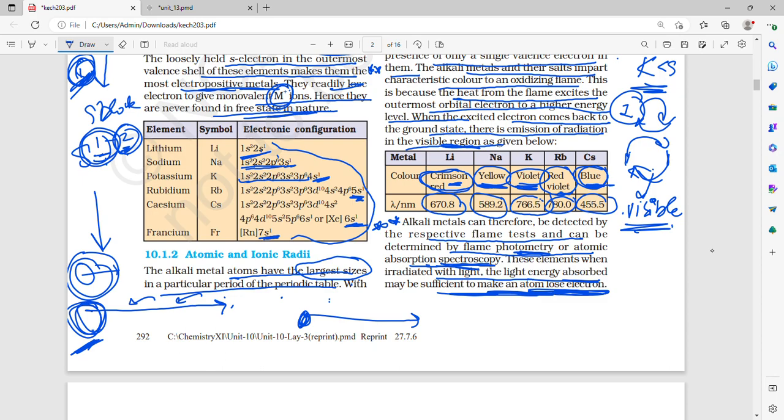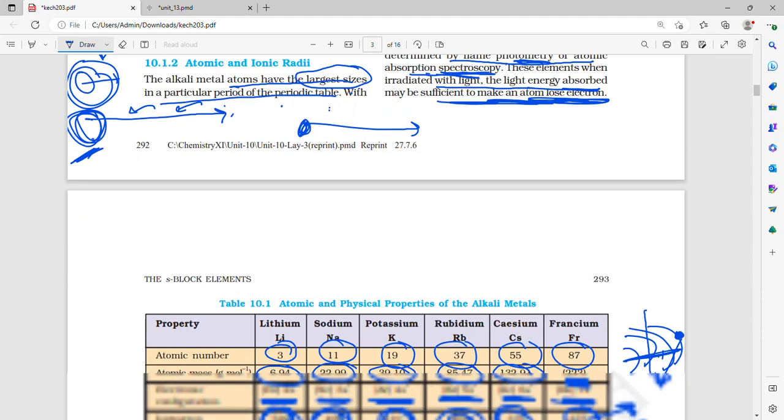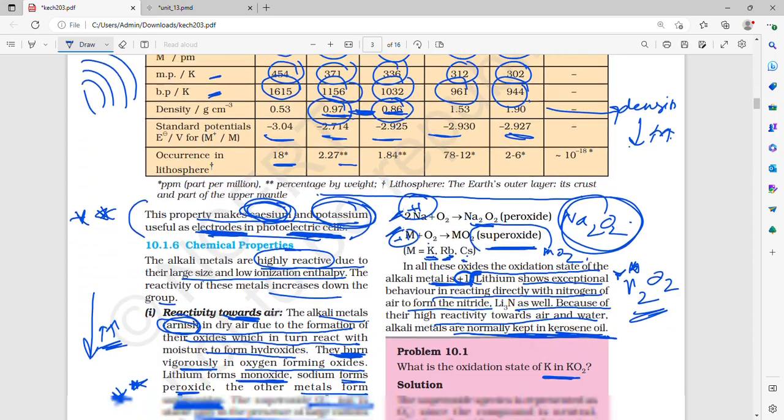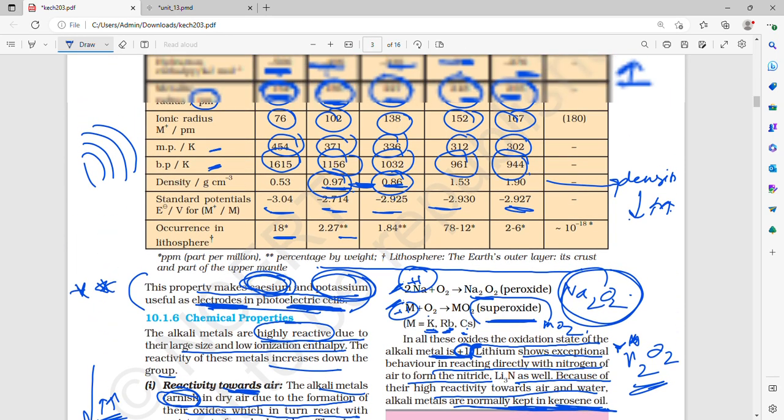Alkali metals can therefore be detected by the respective flame test, and they can be determined by flame photometry and atomic absorption spectroscopy. When these elements are irradiated with light, the light energy absorbed is sufficient to excite the valence electron and make the atom lose an electron. This property, in which the light energy gets absorbed and the atom loses an electron easily, makes cesium and potassium very good electrodes in photoelectric cells. Cesium and potassium, this is a very important point.